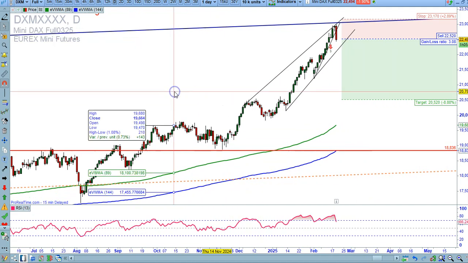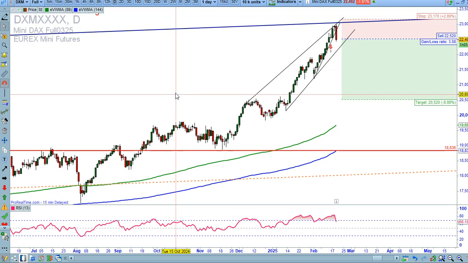Okay, that is all for this indices overview.